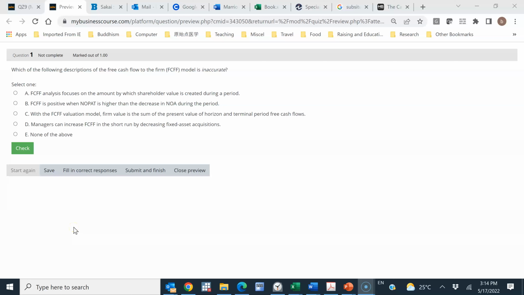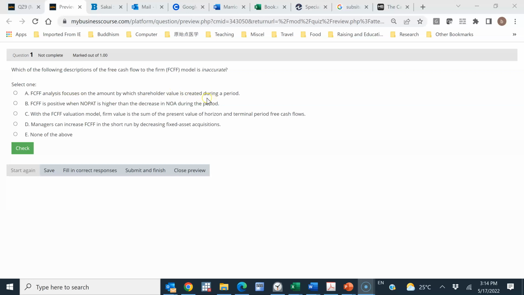This is question number 1 of Qz9 for module 13. Which of the following descriptions of the free cash flow to the firm FCFF model is inaccurate? Notice here it's inaccurate. A. FCFF analysis focuses on the amount by which shareholder value is created during a period.